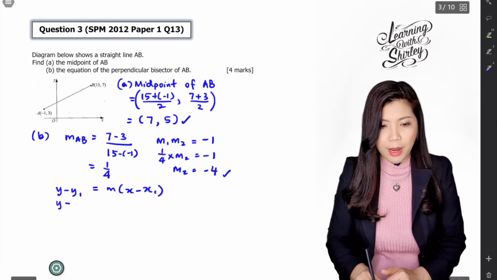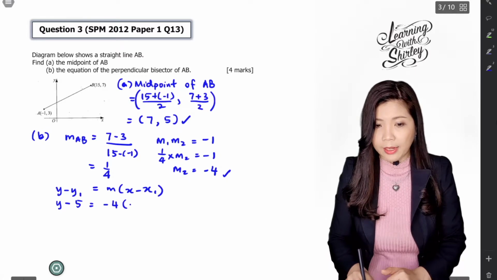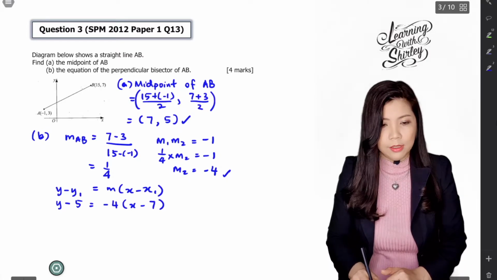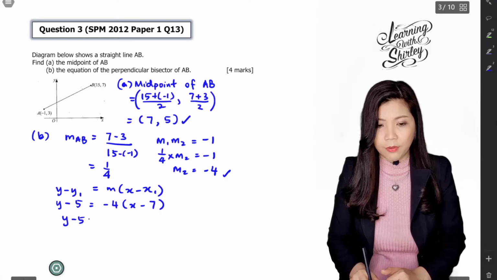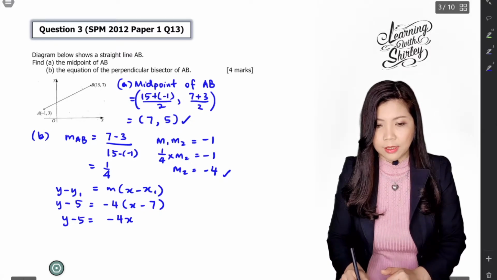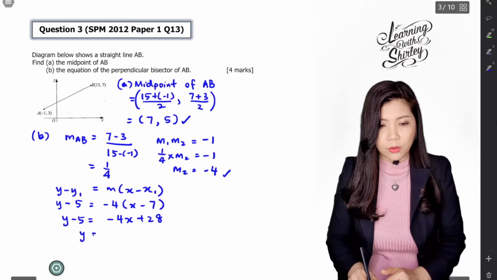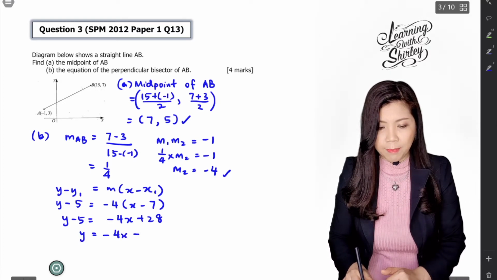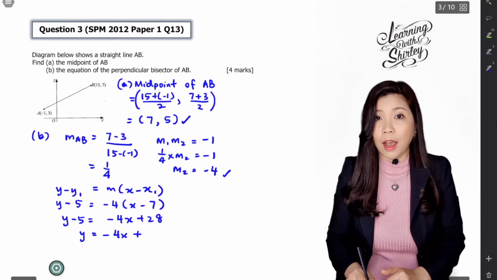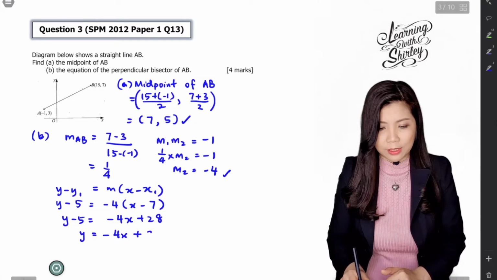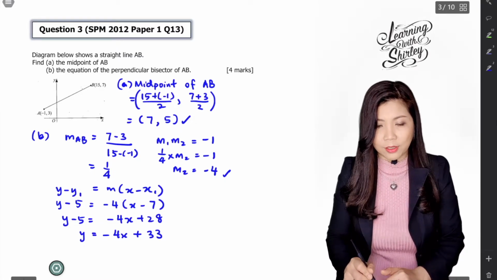So y minus 5 equals -4 times x minus 7. So y minus 5 equals -4x plus 28. So we'll get y equals -4x plus, 28 plus 5 will get 33. So plus 33. So this is the final answer for B.